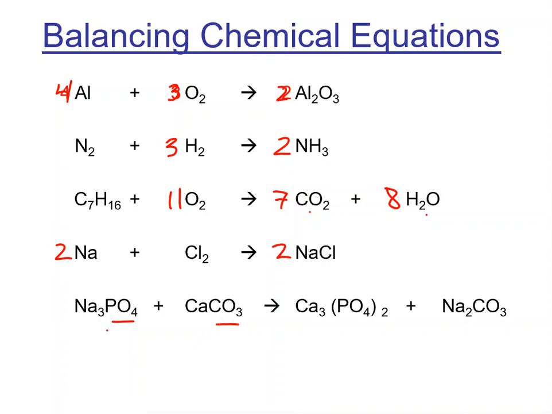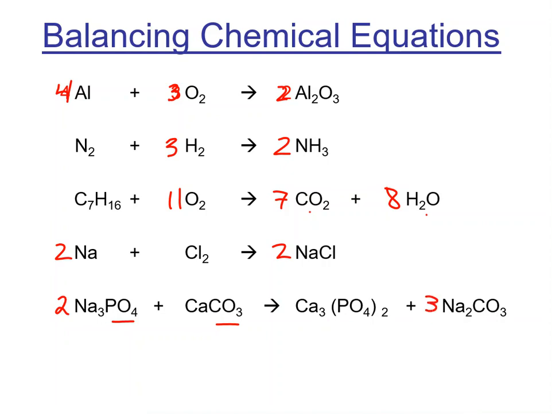Notice I have phosphate, PO4, on the reactant side, and phosphate, PO4, on the product side. All right, so let's go ahead and start balancing. Here I have 3 sodium atoms, or ions I should say. Here I have 2 sodiums. So again, we have 3 of one thing and 2 of another. So I put a 2 in front of the 3 and a 3 in front of the 2.